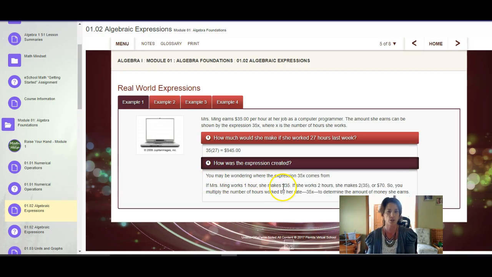How is this expression created? Going through each of these 4 examples will give you some real world expressions. And maybe the one that was most confusing initially is the one that you actually write down in your notebook.